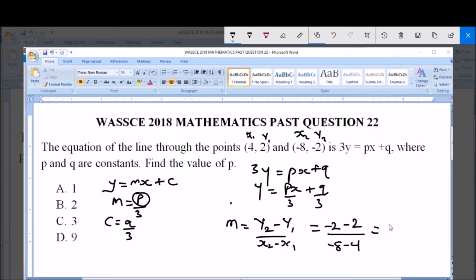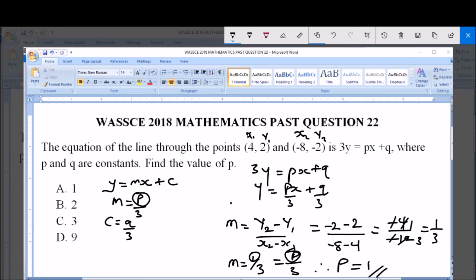So this is equal to -4 over -12. We cancel the minus signs, and 4 into 12 gives 3. So this is equal to 1/3. Meaning that m = 1/3, which is equal to p/3. Therefore p = 1. This numerator here is p. So p = 1, and that is option A.